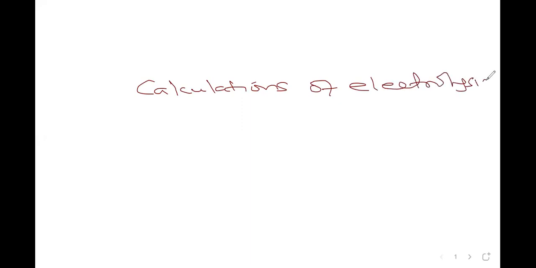I want us, in this session, to look at calculations of electrolysis. In most of these calculations, we are going to be using Faraday's first and second laws. And I'm going to do a number of them. I have my first question as this one.